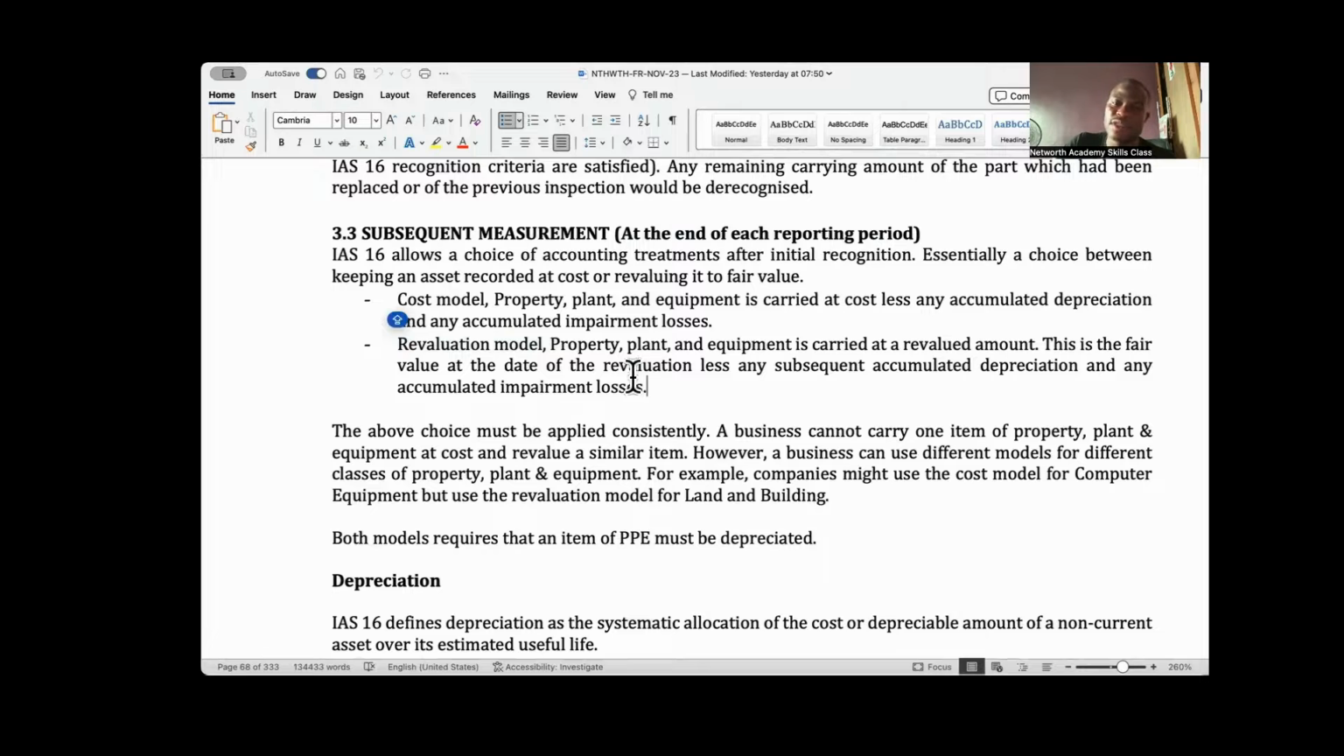From there, we broke down these models, this cost model and revaluation model. I told you that at the end of the year, an entity must make a choice. They cannot have the two, they will choose one.